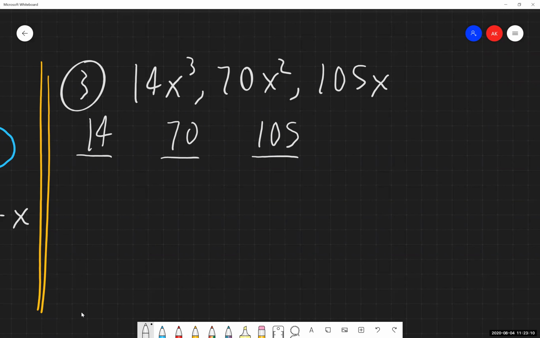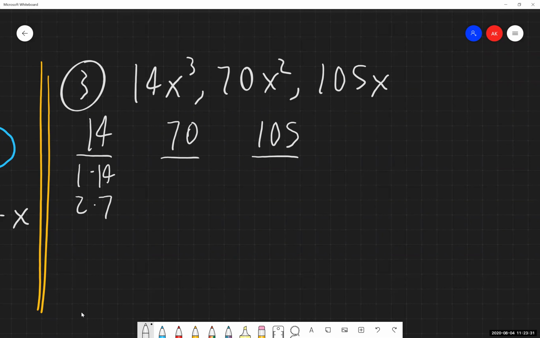So factors of 14, always, always, always start with 1 and the number. It's always going to be there. 1 times 14, 2 times 7, 3 doesn't work, 4 doesn't work, 5 doesn't, 6. Okay, so I have all the factors of 14 listed there.